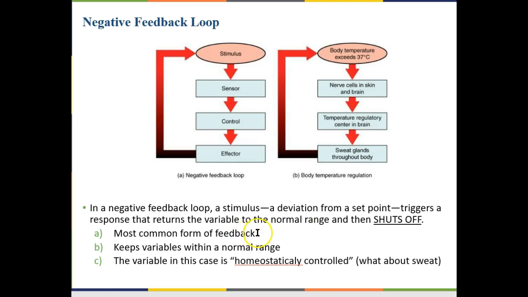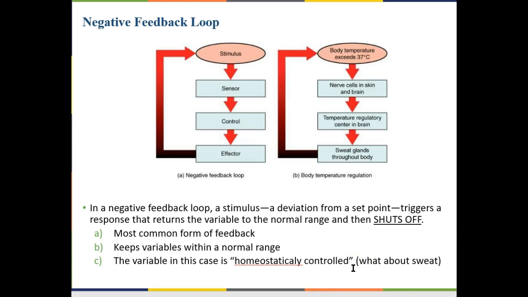So the other things you want to know about it down here, right? It is the most common form of feedback because you want to keep most of your variables within a normal range, right? What this does is keep any variable from straying too far in either direction away from the homeostatically controlled set point. As it says here, keeps them in a normal range. So the variable that we care about, that we're regulating, is what is homeostatically controlled. So in this case, it is your body temperature that is being homeostatically controlled, and the amount you sweat is going to vary widely. Right?